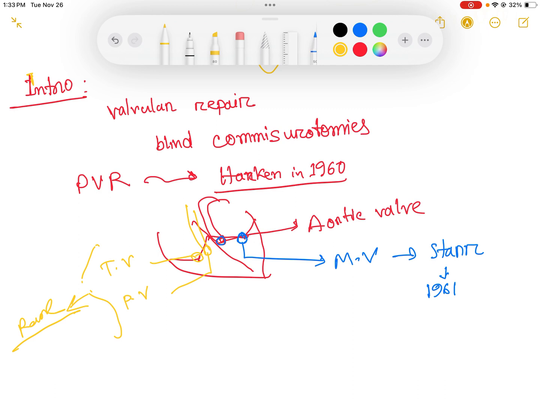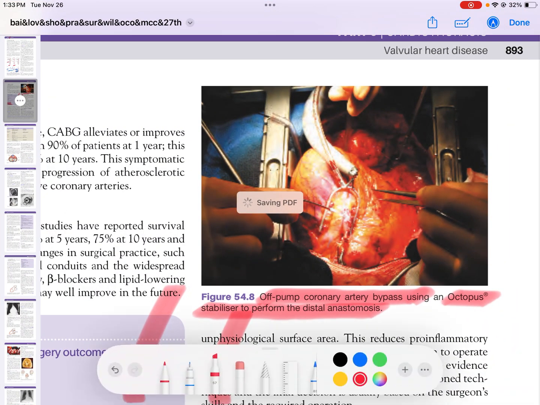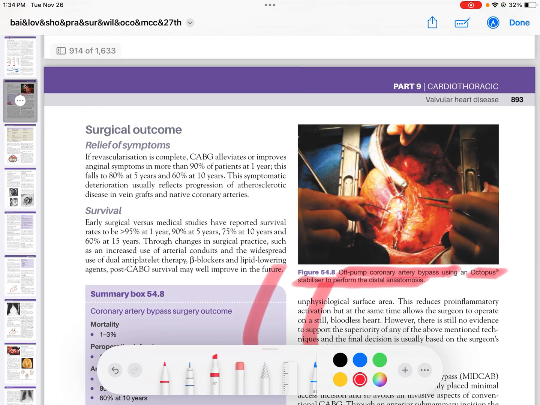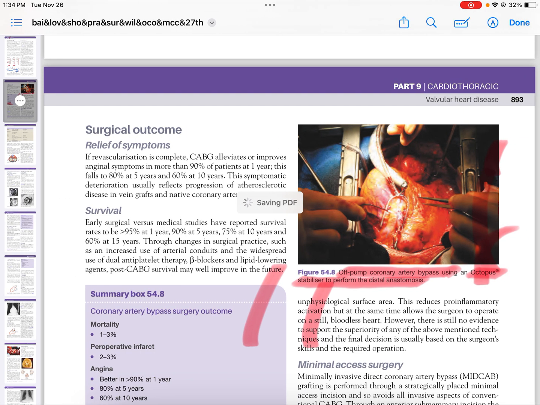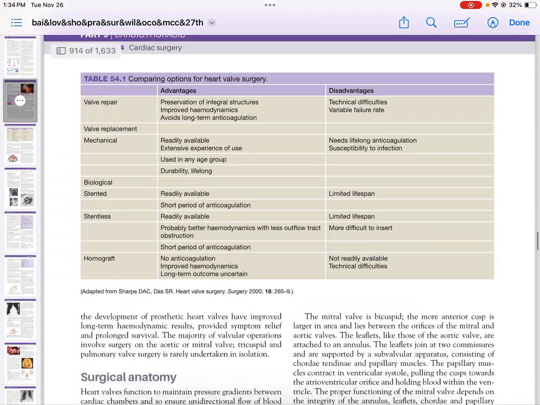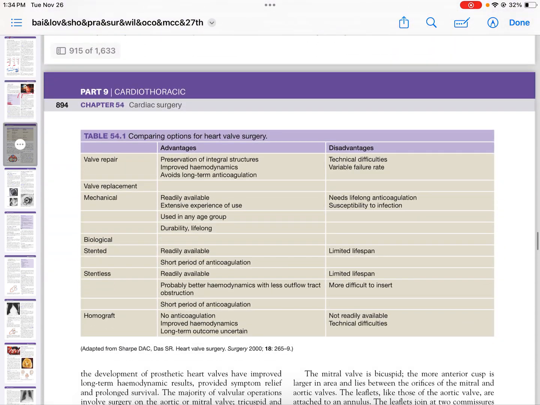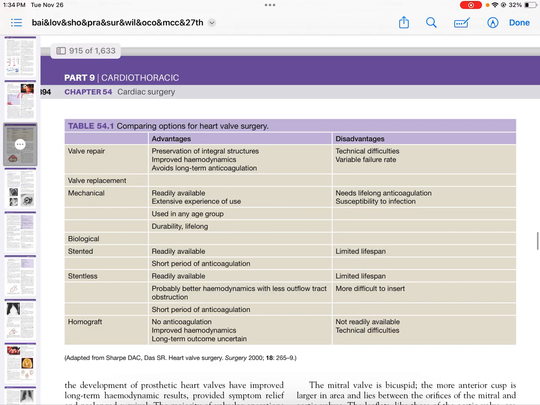Comparing options for heart valve surgery. Valve repair. Advantages: preservation of integral structures and improved hemodynamics over valve replacement.